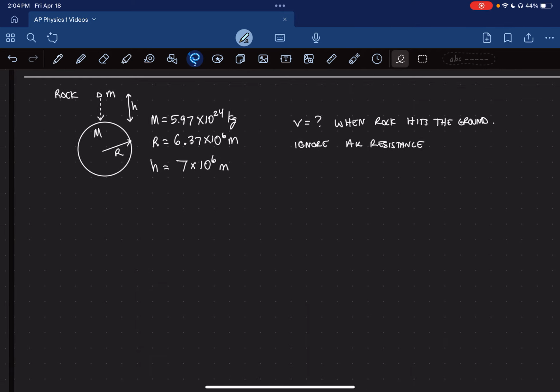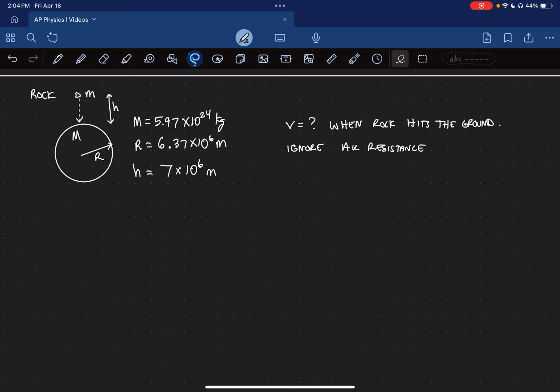Let's figure this one out. We have the Earth, we have the mass of the Earth, we have the radius of the Earth, and we have a rock that is 7 times 10 to the 6 meters above the Earth, and we are going to drop it. What is V when the rock hits the ground?